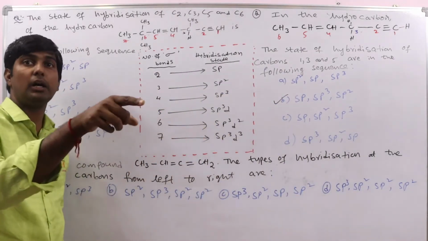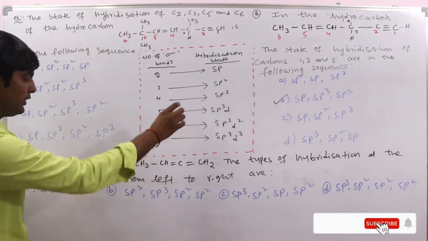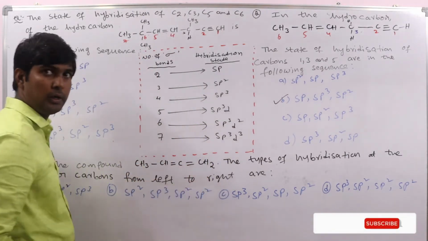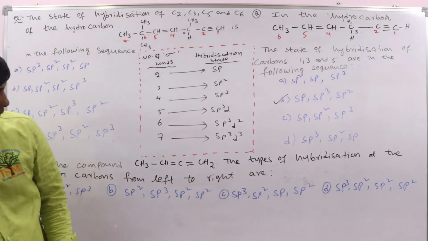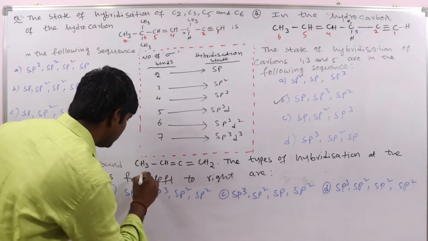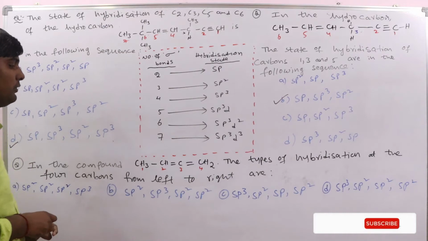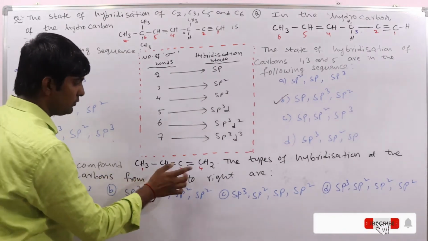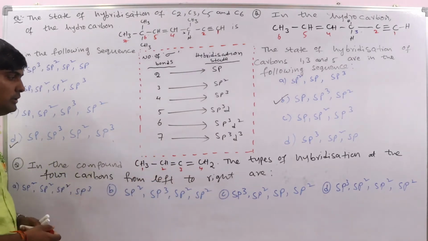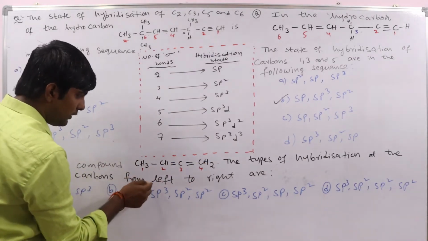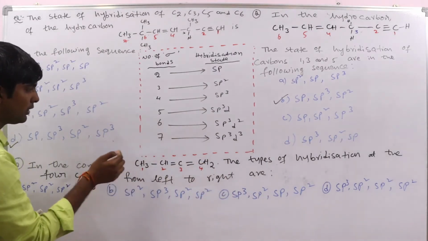Left to right or right to left, they asked. You should be very careful. Generally many students make mistakes here. Now see here, left to right, let us give numbers 1, 2, 3, 4. Actually, we should give numbering from this side, but here they asked left to right. So to understand easily, I am giving number 1 here.